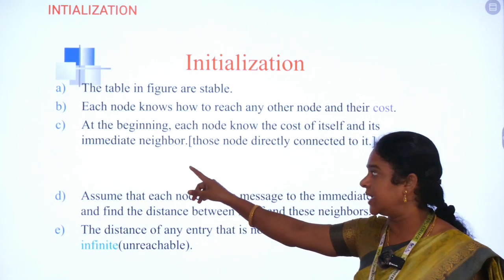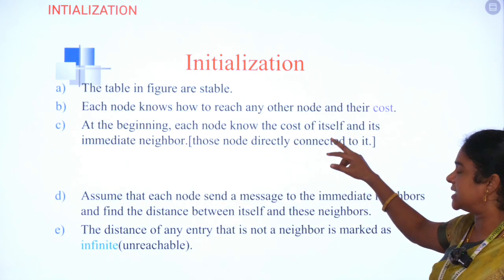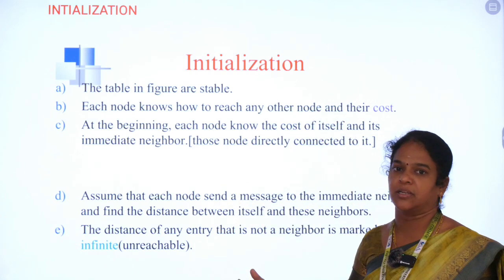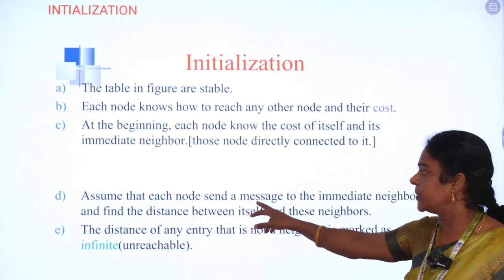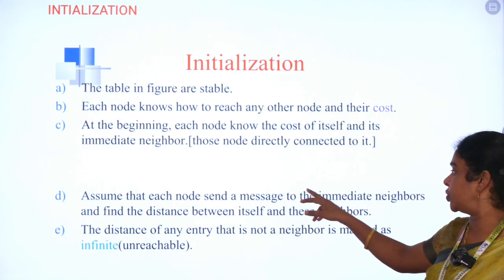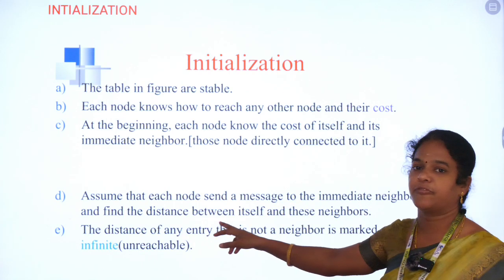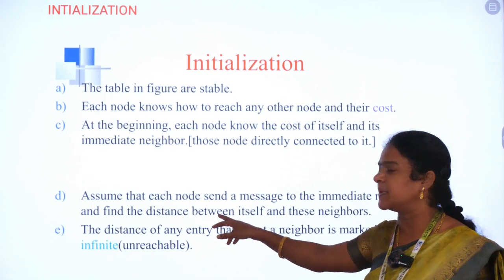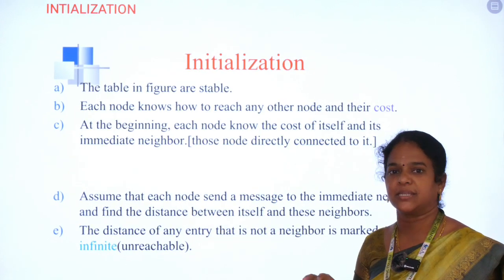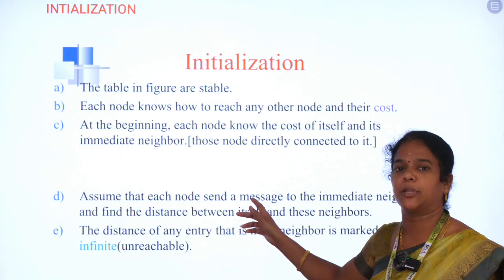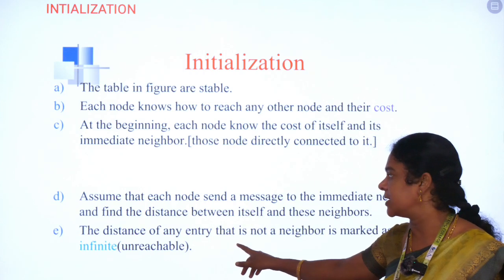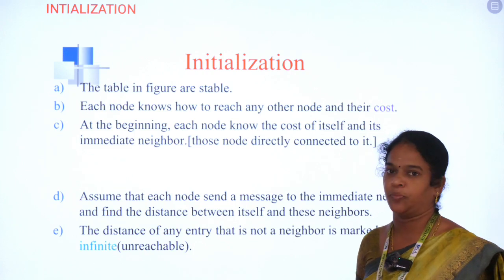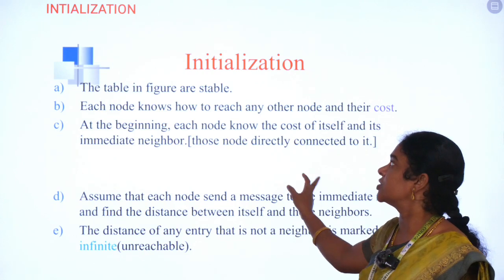Third, at the beginning each node knows its own cost, that is the self cost, and its immediate neighbor cost. Next, each node sends a message to its immediate neighbors and finds the distance between itself and the neighbor node. That is the self node distance, and at the same time we need the neighboring node distance. Finally, the distance of any entry that is not a neighbor is marked as infinity, that is, unreachable.